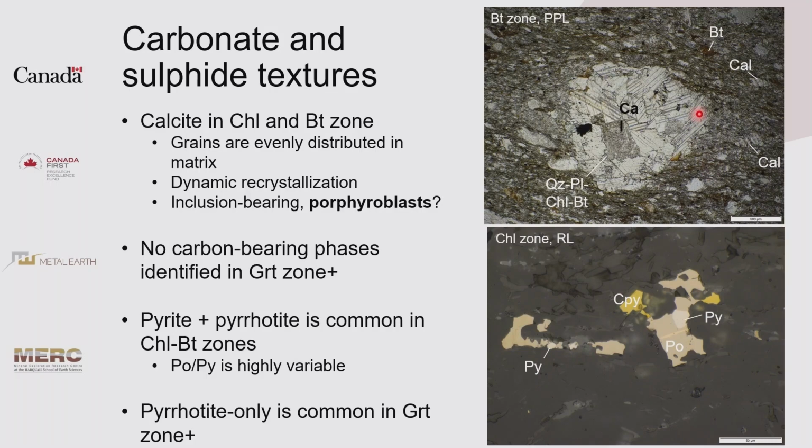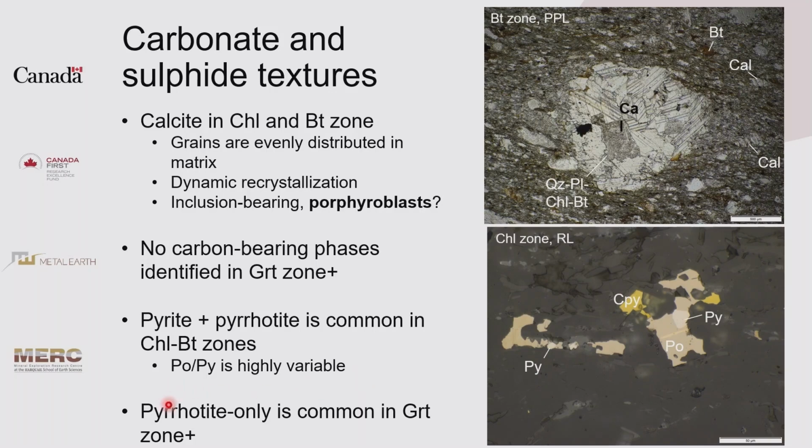Once we get into the garnet zone and above, we're not seeing any of these carbon-bearing phases. No graphite, no carbonate, nothing. For the sulfides, Diogo talked about those textures quite a bit, so I'm not going to reiterate that. But here we see that the pyrrhotite to pyrite content is quite variable throughout the Quetico, and usually you have a mixture of both. Pyrrhotite only is often in the higher grade zones.